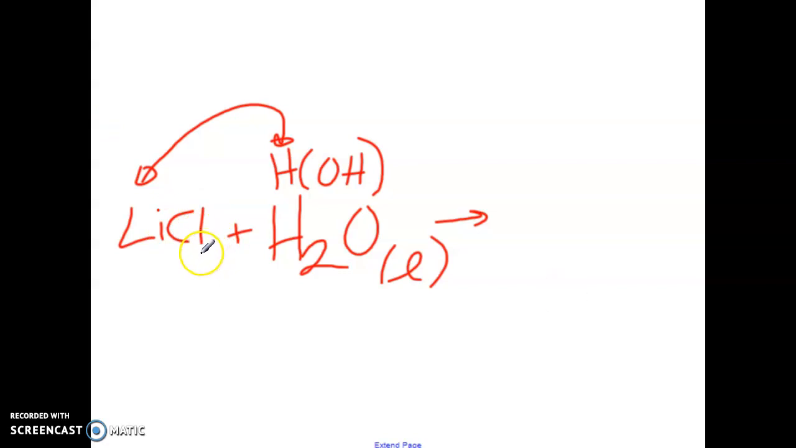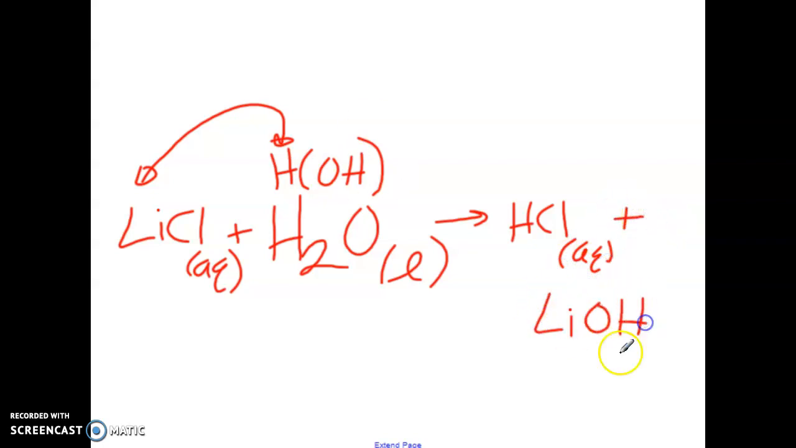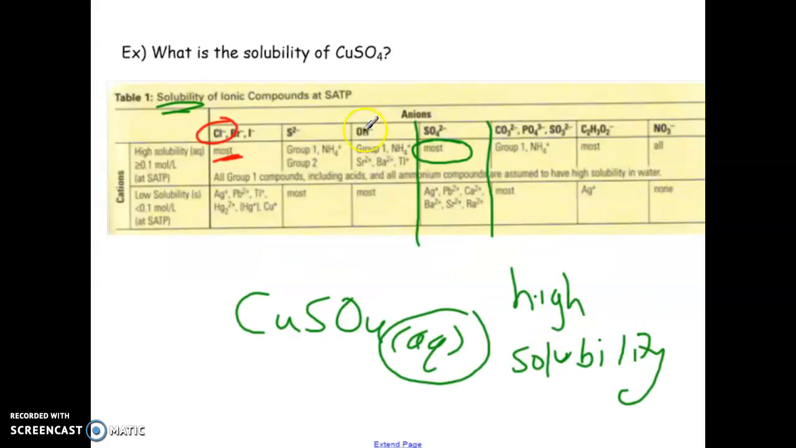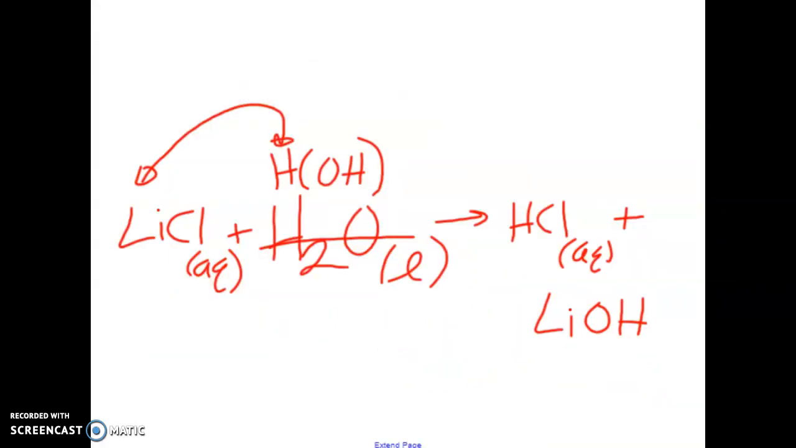So lithium chloride is aqueous. Let's say we had lithium chloride and water. You swap them, so what you would end up getting is HCl AQ plus lithium hydroxide. When you're doing this, HOH can be used in place of water. Sometimes for displacement reactions, it actually makes a whole lot more sense to write it out this way. So lithium hydroxide, if we look on the solubility table, hydroxide, lithium is in group 1, so that has high solubility.